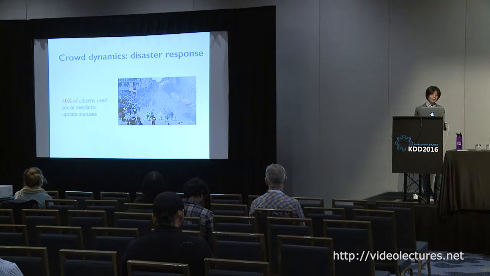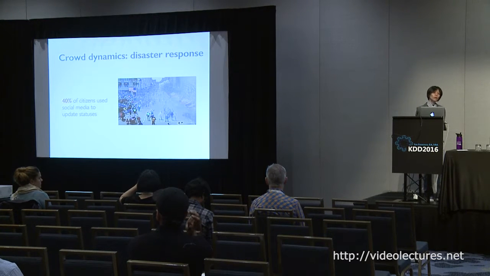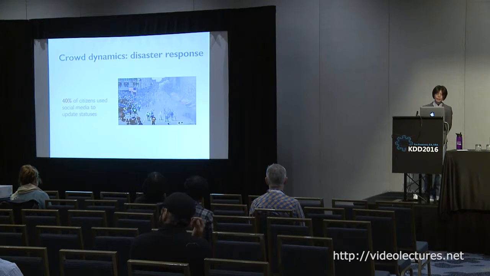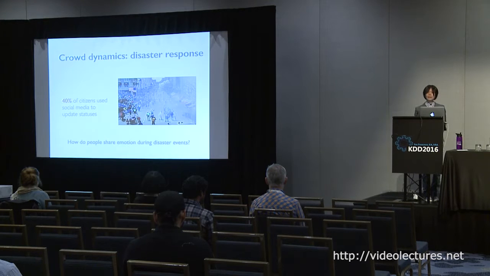According to a recent survey, during a disaster, a lot of people use social media to update their status. Over 40% of citizens use social media to update their status, to show support to the victims, and to express their feelings and emotions about the disasters. So the question that I'm interested in is, how do people share emotion during disaster events? And I use this question as a proxy to understand the impact of the disaster on our society.